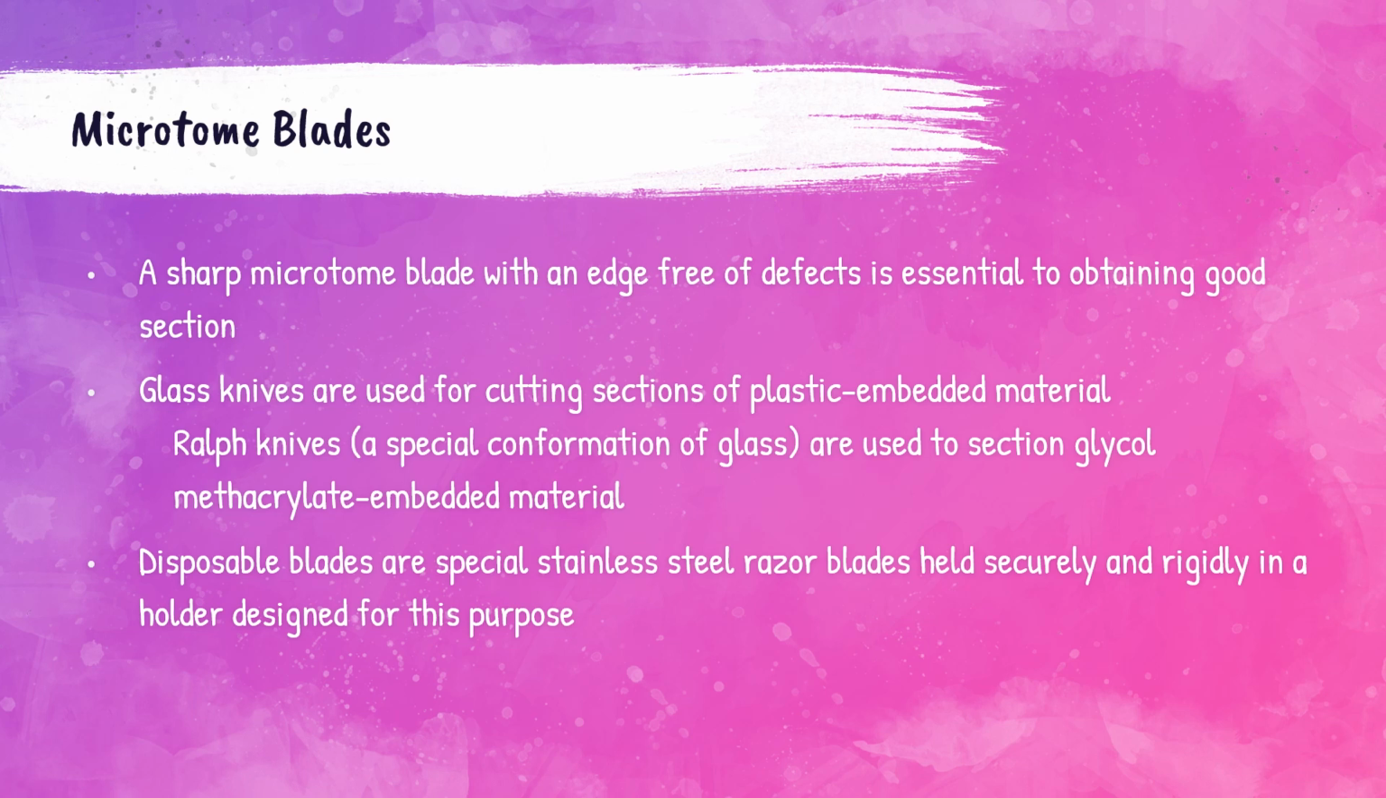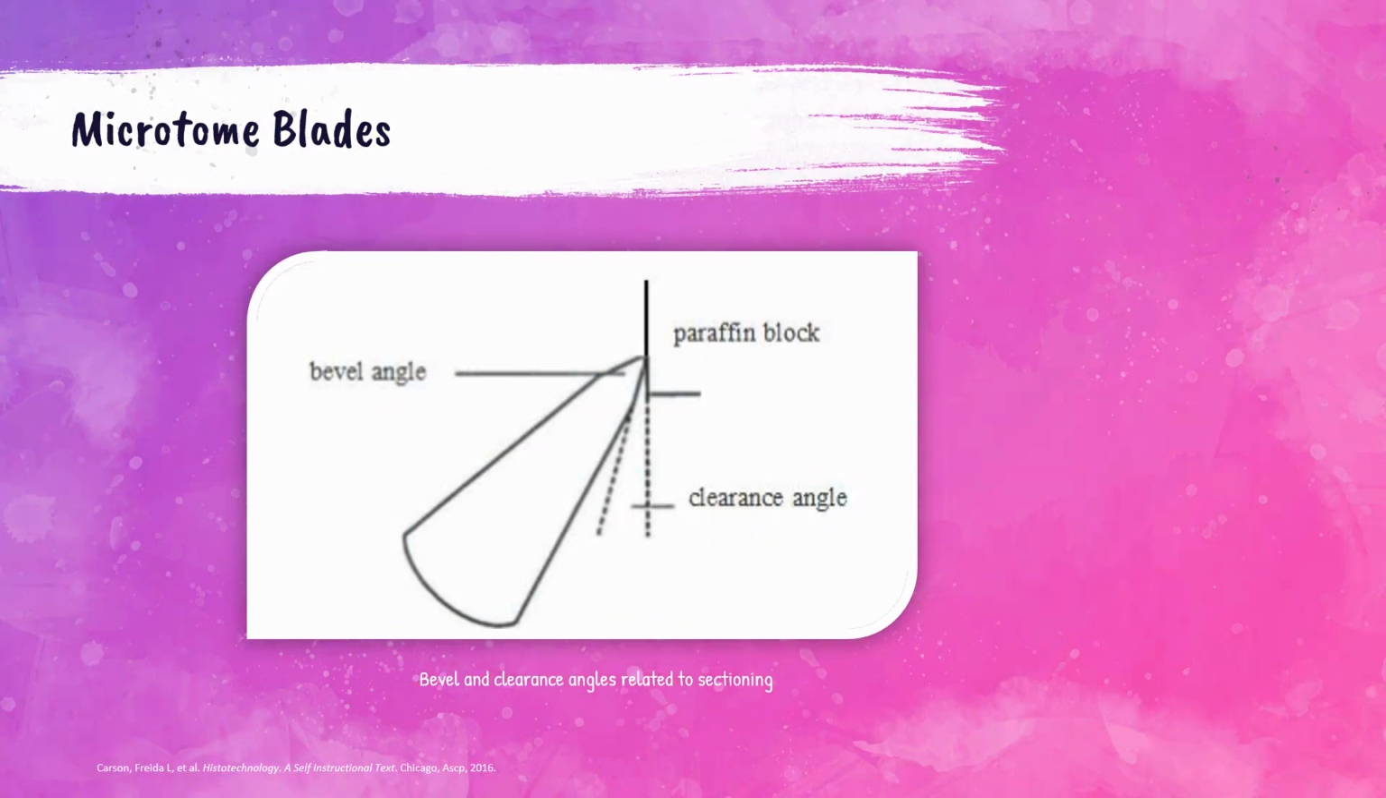Disposable blades have replaced knives in many histopathology laboratories. These are special stainless steel blades. When talking about microtome blades, the bevel angle and the clearance angle are important. The quality of the tissue section is determined by the condition of the edge of the knife blade and the clearance angle. The knife of the microtome has a wedge angle of 15 to 18 degrees.